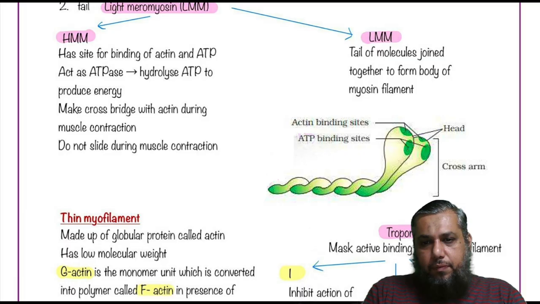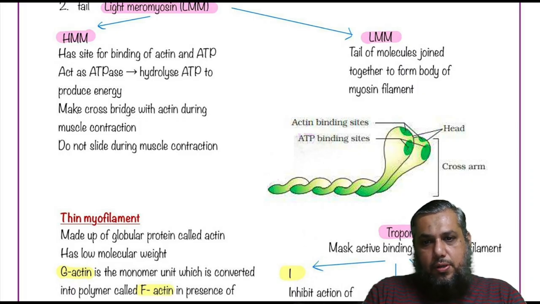The sarcomere is made up of thick myofilaments. The thick myofilaments are made up of myosin. The myosin is made up of monomeric unit, which is called as the meromyosin. And the meromyosin is made up of two components, the HMM and the LMM. The LMM has only the tail part. The HMM has a globular head along with the small polypeptide chains and a small short arm. The head and the short arm at regular intervals will protrude out, resulting in the formation of the cross arm. Later on, the cross arm will result in the formation of the cross bridge.